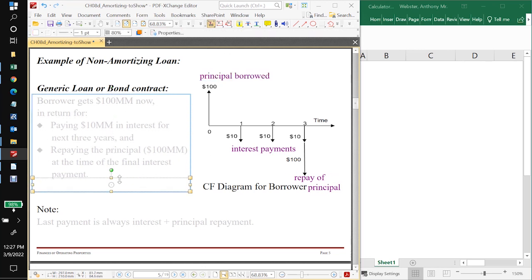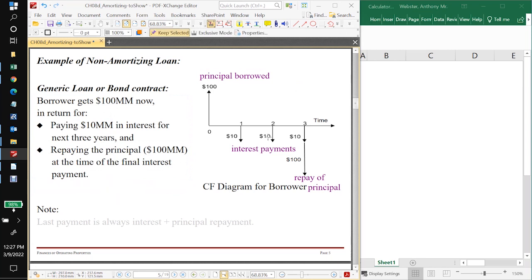So in words, we can say that the borrower gets that 100 million now in return for making these 3 periodic interest payments and repaying the principal at the end of the term of the contract, which is called the maturity date of the loan. And as we've seen up here, always with these types of loans, the last payment always includes a final interest payment and the repayment of the principal.